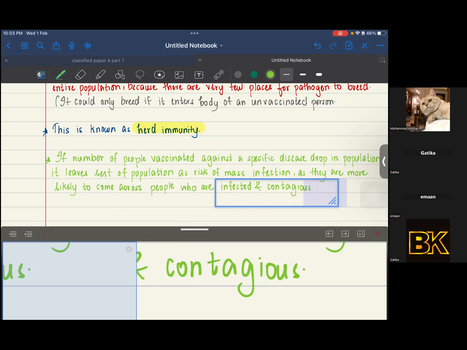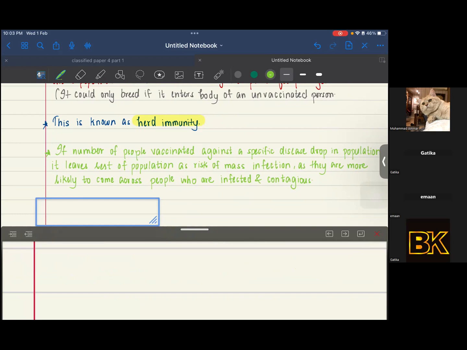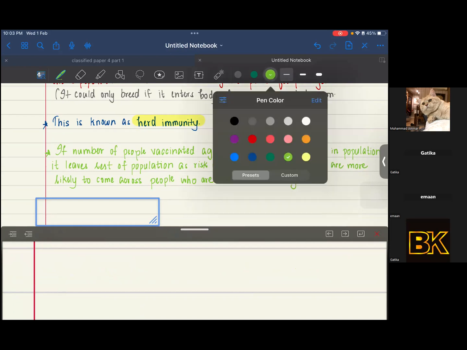Now, also, we could say that herd immunity prevents epidemics and pandemics from occurring in the population, because if a large proportion of the population is vaccinated, then the pandemic or the epidemic will not occur. Again, we can compare it to the scenario of COVID.